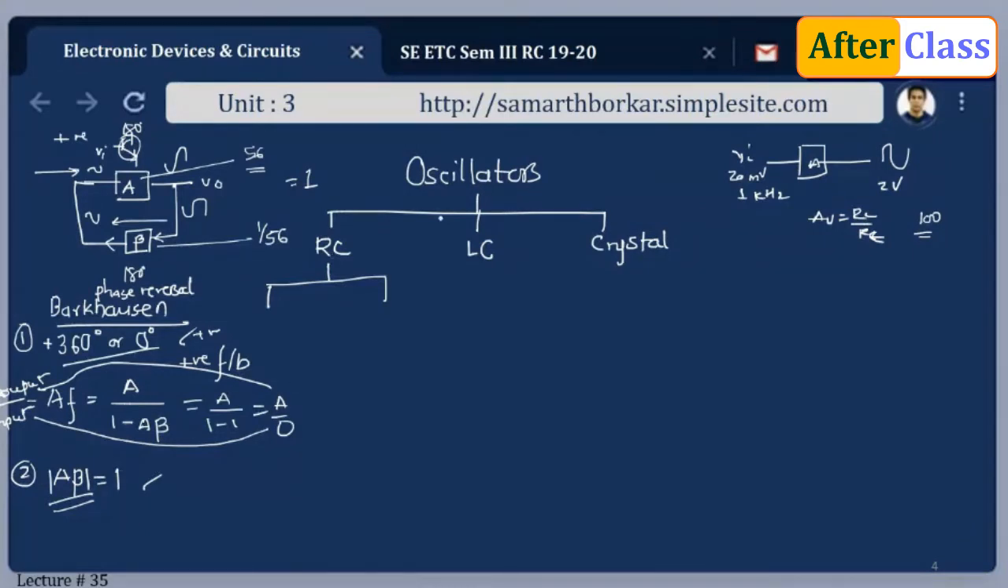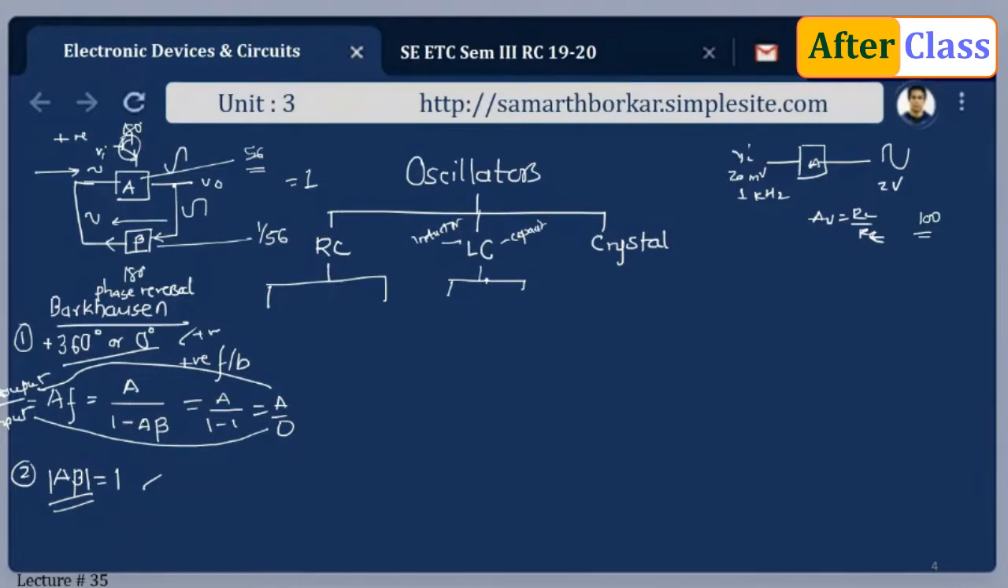Now, as far as oscillators are concerned, these are electronic circuits. So when I say electronic circuit, it requires electronic components. The oscillators that are made up of resistors and capacitors are referred to as RC oscillators. The oscillators which make use of inductors, L stands for inductor, and this is the capacitor. So the circuit uses an inductor and a capacitor. Inductor simply means a coil.